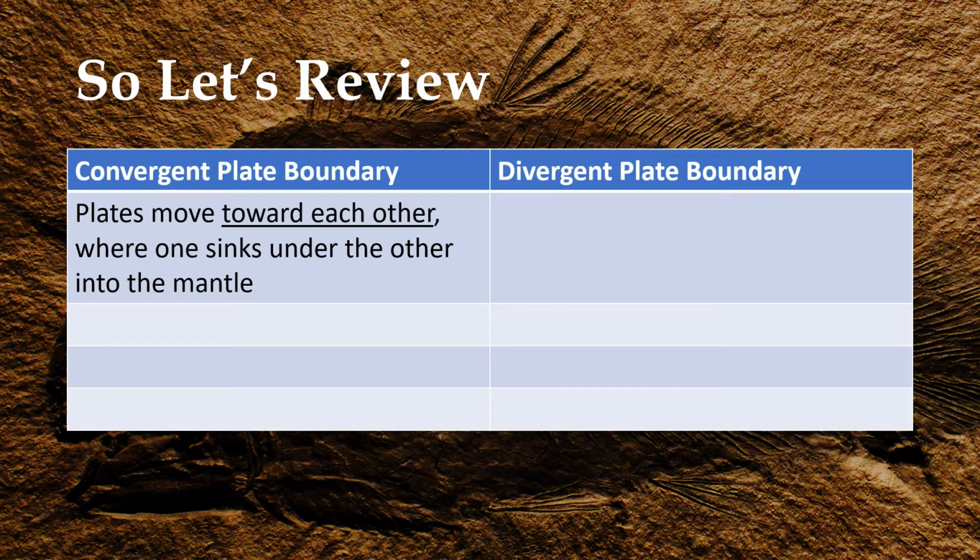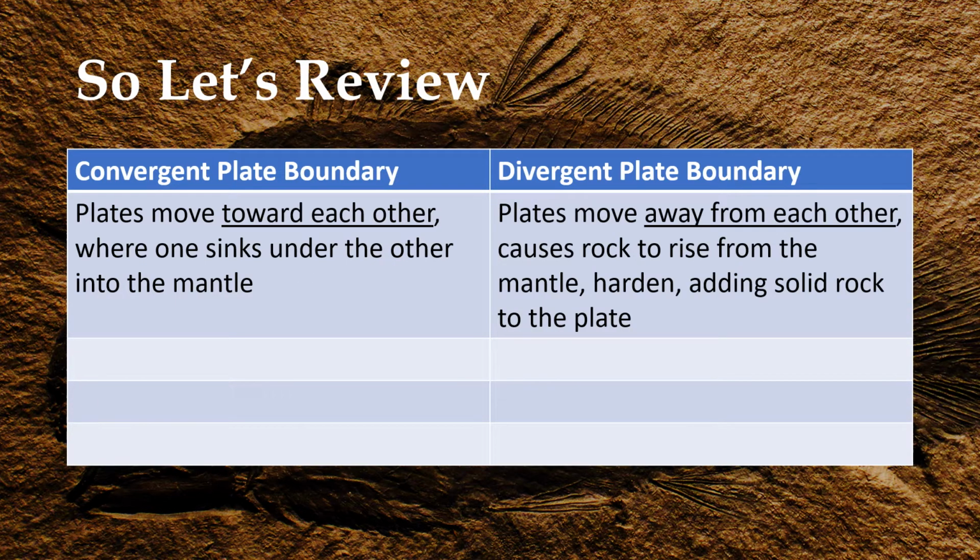So let's review what we've learned so far from the last few days. On convergent plate boundaries, plates are moving towards each other, where one sinks in under the other into the mantle. In divergent plate boundaries, plates are moving away from each other, causing rock to rise from the mantle, harden, adding solid rock to the plate.